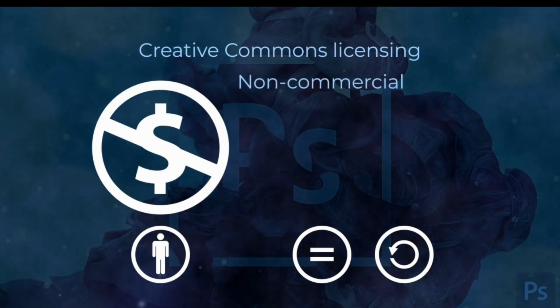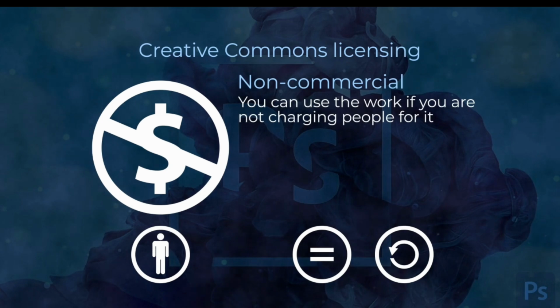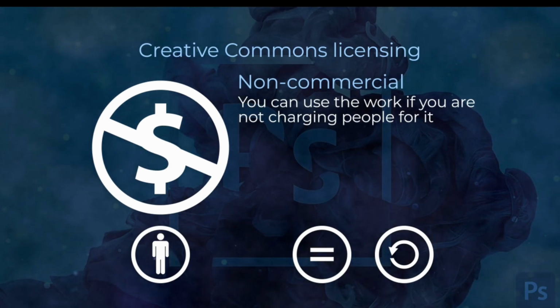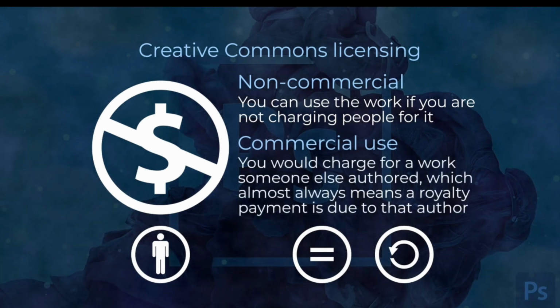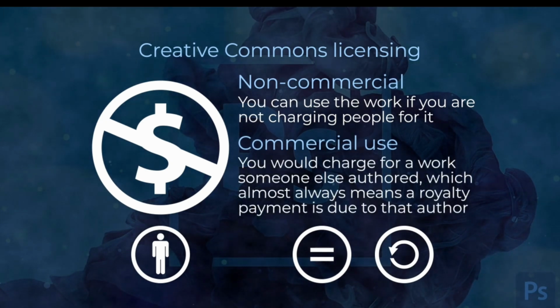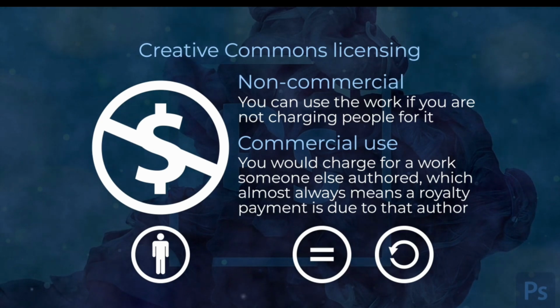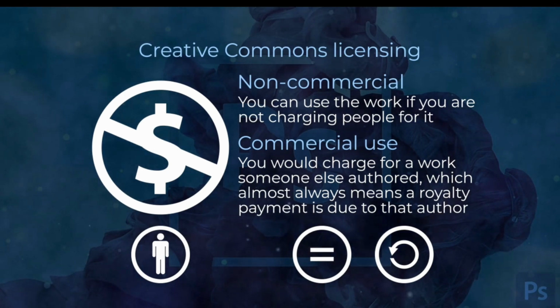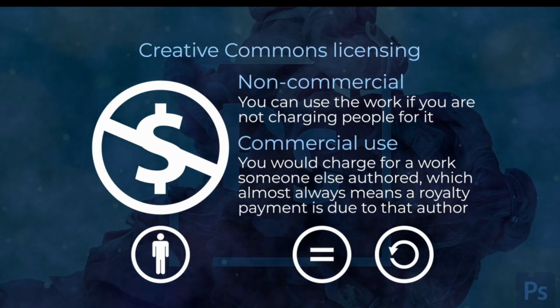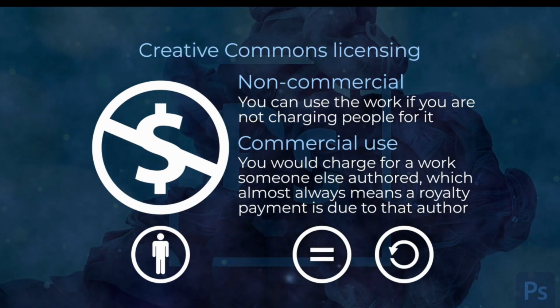NC, non-commercial, meaning you can use the work if you are not charging people for it. The opposite would be commercial use, which means you would charge for a work someone else authored, which almost always means a royalty payment is due to that author. For example, you may use a photo of a vacation villa someone posted on a blog, but you cannot collect any money for using that photo.